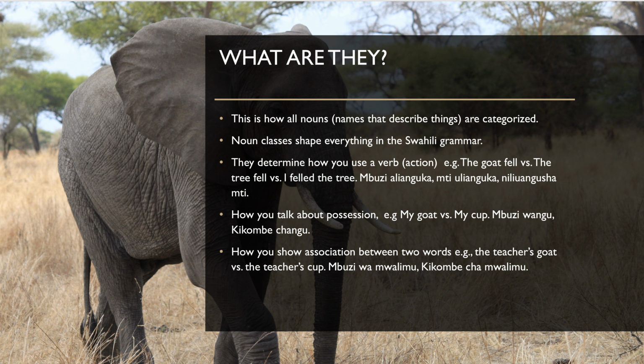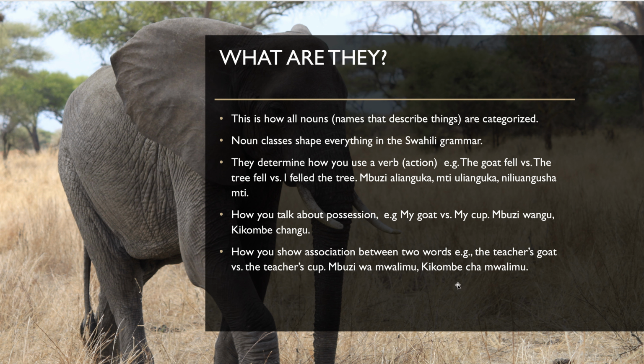They also impact the way you talk about possession. So, for instance, my goat versus my cup, that will be mbuzi wangu versus kikombe changu. So, all of this end with angu. However, because of the noun that comes in front of it, they are going to look different. So, kikombe belongs to noun class 7 and mbuzi belongs to noun class 1.